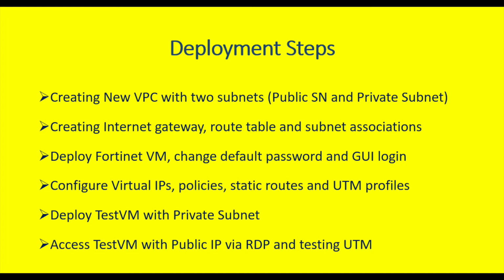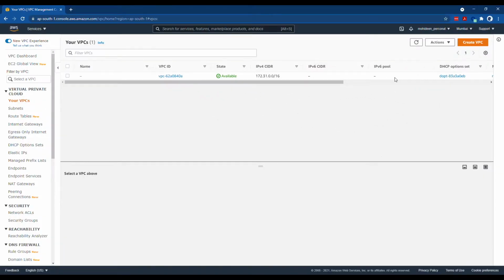The 6 steps are as follows: creating a VPC with desired IP range and subnet, creating the internet gateway for outbound and inbound traffic flow, deploying the Forti VM and logging into the management console, configuring necessary components and policies, and we will deploy one test VM in the private subnet without any public IP. Then we will try to access that demo VM through RDP and we will test the UTM filter.